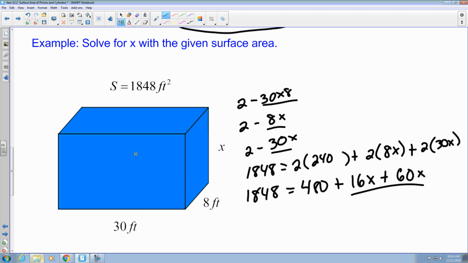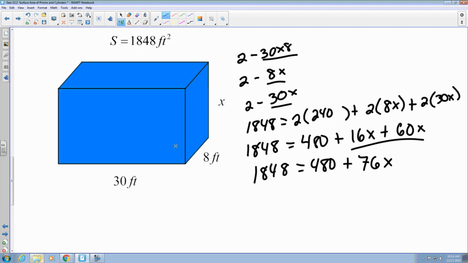I get to combine these two like terms. So now I have 1848 is equal to 480 plus 76x. I subtract the 480 from both sides, so that gets me 1368 is equal to 76x. Divide everything by 76, and x is going to equal 18 feet.